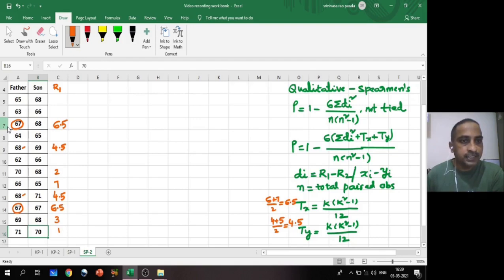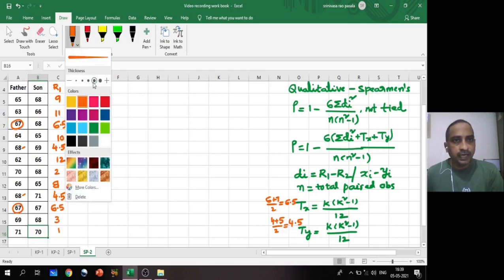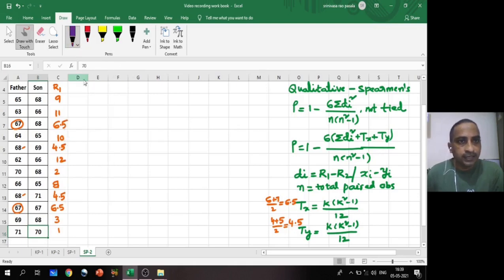The next number is 66. 7 is over. That's why we are giving 8th rank, right? After 66, the next one is 65. So 9th. After 65, 64 is there. So 10th. This is 11th. This is 12th, right? So similarly I have to allocate the ranks for the next.